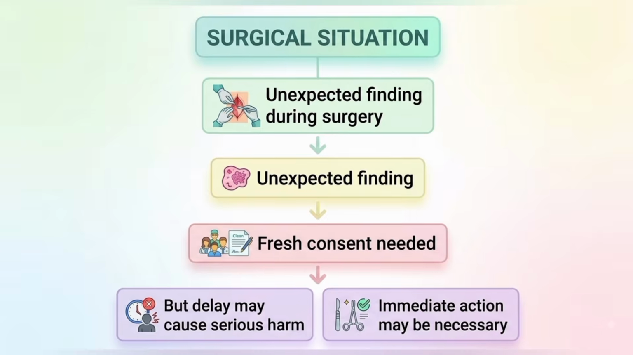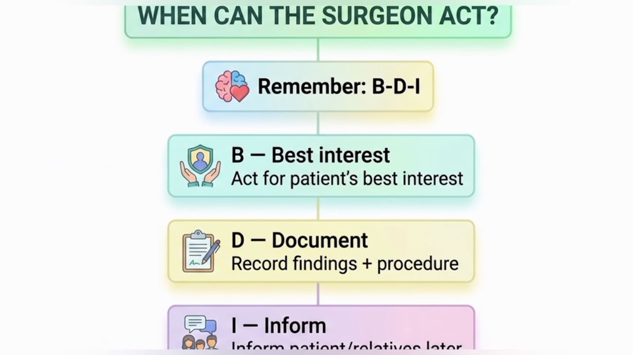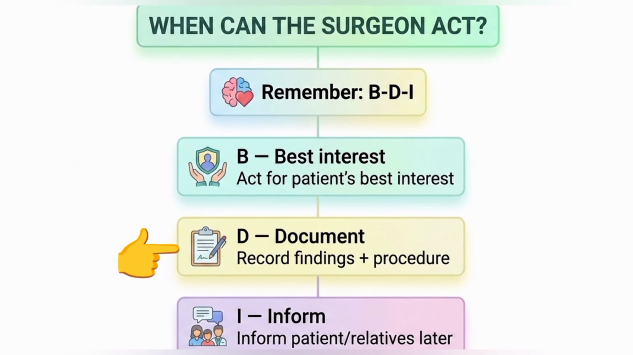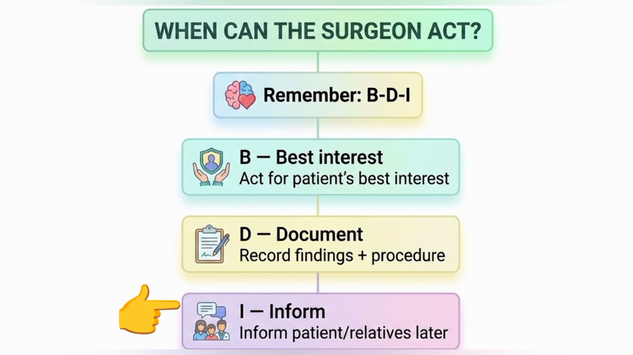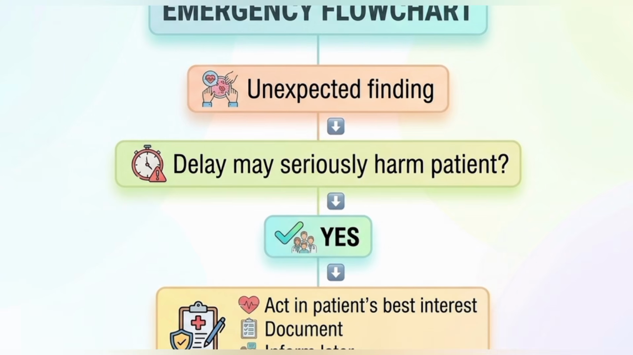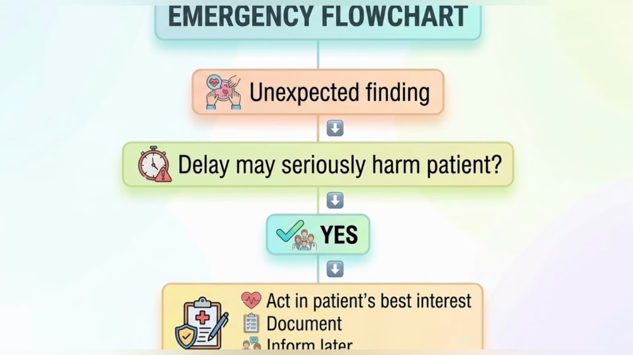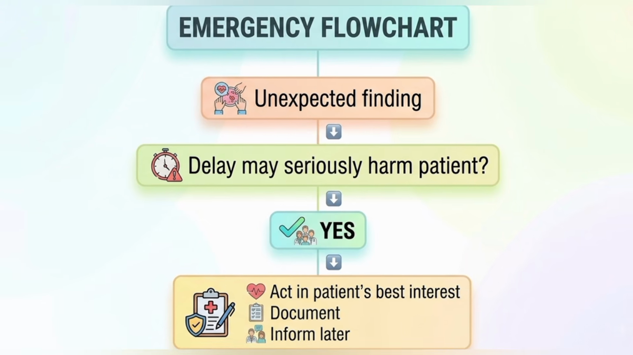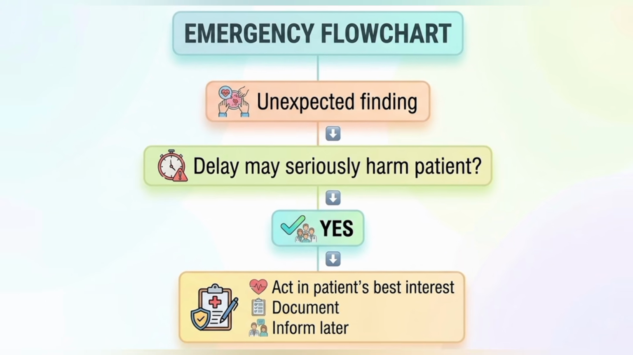But remember, BDI. B: Best interest of the patient. D: Document the findings and procedure. I: Inform the patient or relatives afterward. So, the surgeon can act in an emergency when delay could seriously harm the patient, but the action must remain in the patient's best interest and must be properly documented.